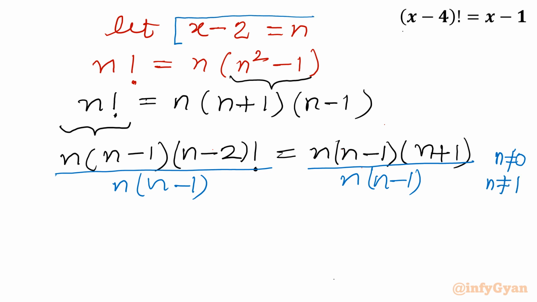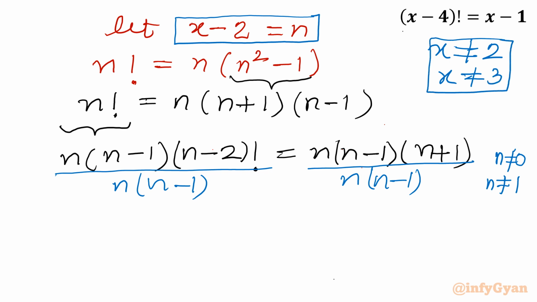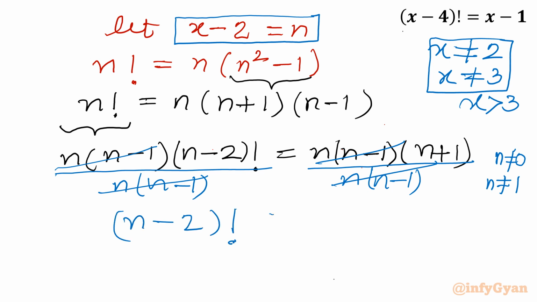You can see the conditions from here. If n is 0, then x cannot be equal to 2, which is true as per condition. When n is not equal to 1, that means x is not equal to 3, and in the problem, it was given that x is greater than 3. So true. Now we can cancel these two brackets. Now I will be writing (n − 2)! equal to n + 1.